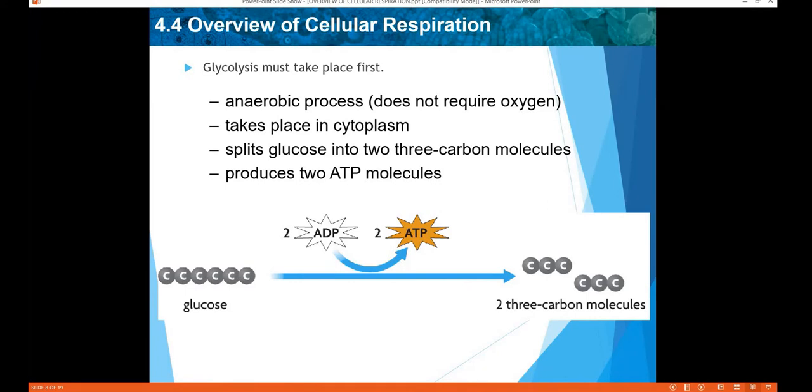Right. During the process of glycolysis, each molecule of glucose is broken down to make 2 3-carbon molecules, and during this process, 2 ATP molecules are released. So let's move on to the next page. The main important thing you need to remember is that glycolysis is an anaerobic process and it takes place in the cytoplasm. It splits glucose into 2 3-carbon molecules and produces 2 ATP molecules. So before we move on, what is the function of cellular respiration?